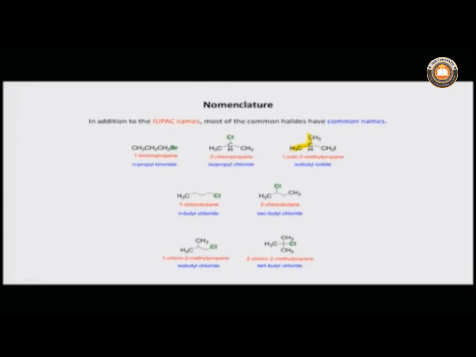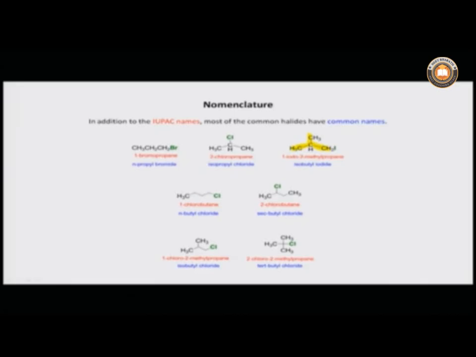So therefore the name of this compound would be 1-iodo-2-methyl propane. This is because, if I am assuming that this is the chain that I would like to go with, you see that I start with I, CH2, CH, CH3, and the second carbon atom has a CH3 group.